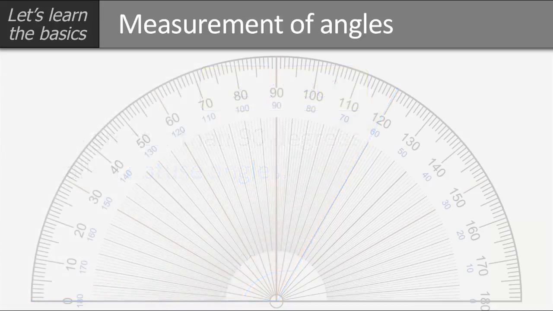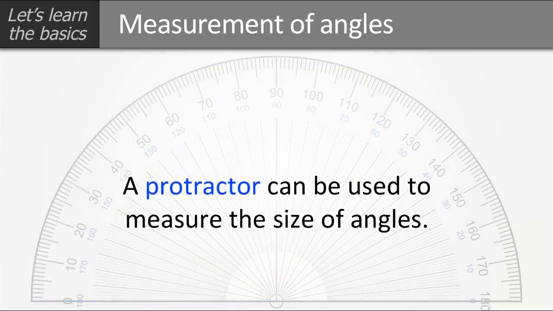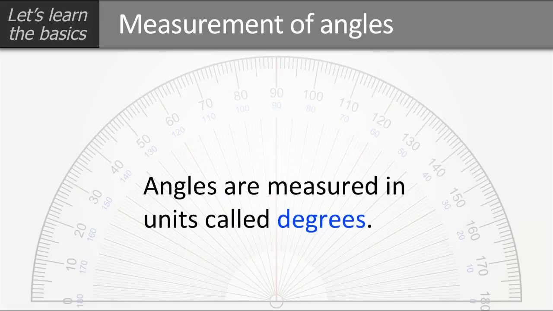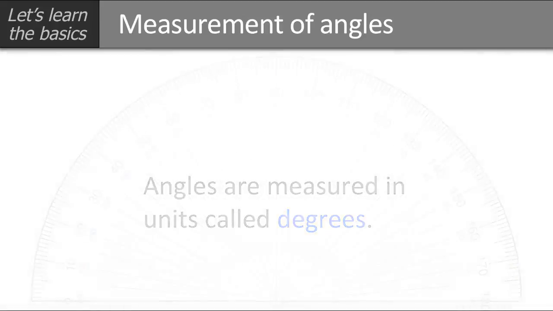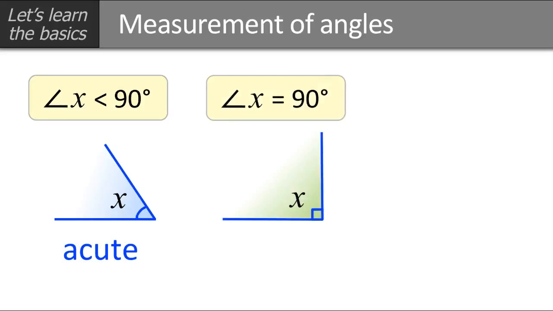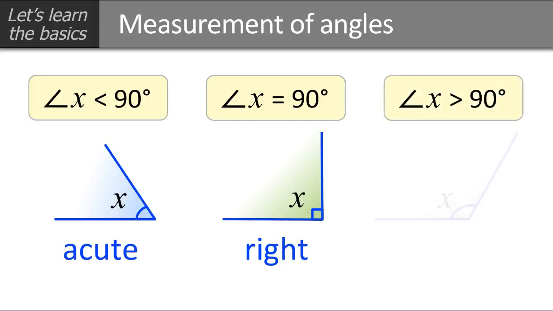So let's review. A protractor can be used to measure the size of angles. Angles are measured in units called degrees. Angles less than 90 degrees are called acute angles. Angles equal to 90 degrees are called right angles. And angles greater than 90 degrees are called obtuse angles.